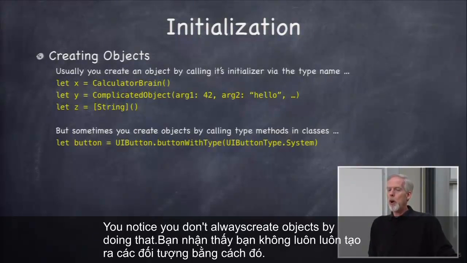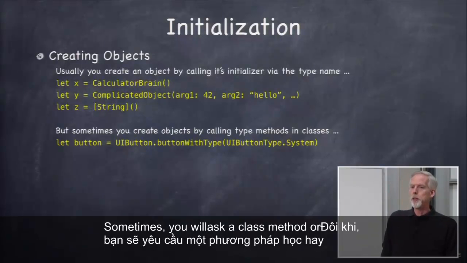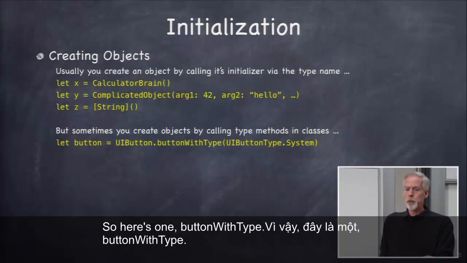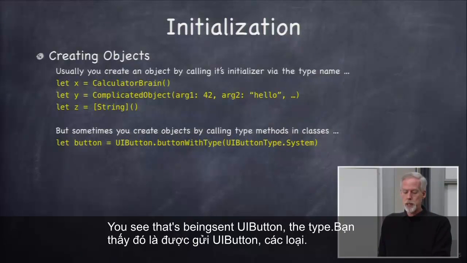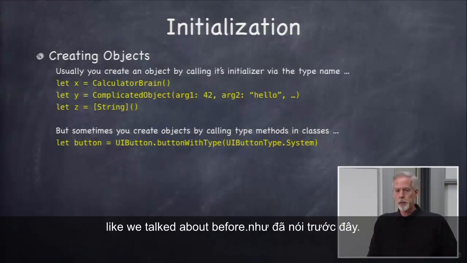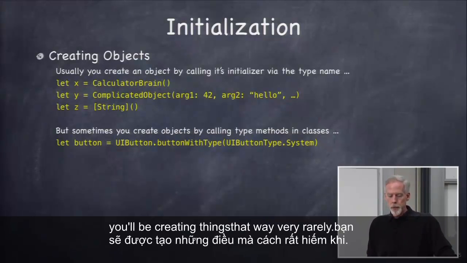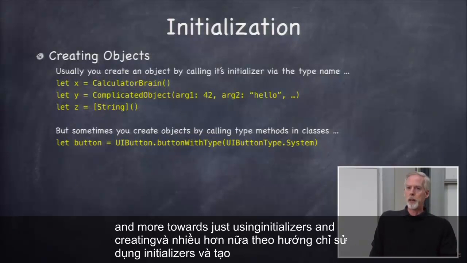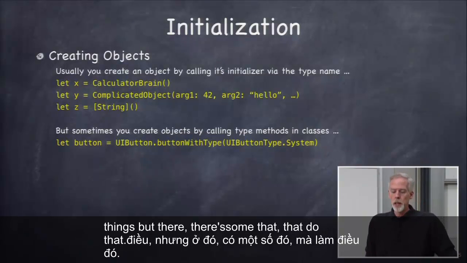You notice you don't always create objects by doing that. Sometimes you will ask a class method or a type method to do it. So here's one, button with type. You see that's being sent to UIButton, the type. Right? It's not being sent to a UIButton. It is being sent to the type, like we talked about before. And so sometimes you'll be creating things that way. Very rarely. Apple's been moving away from that model and more towards just using initializers and creating things. But there's some that do that.